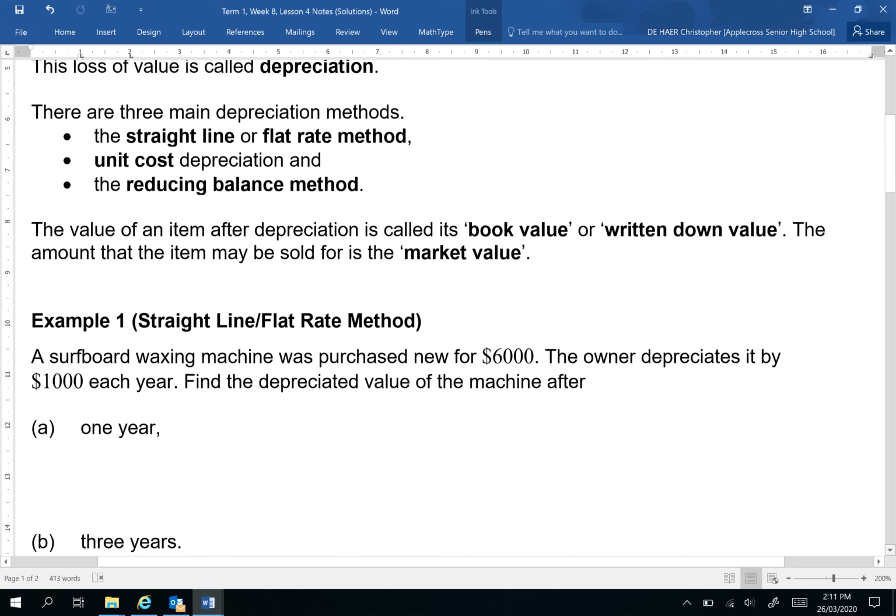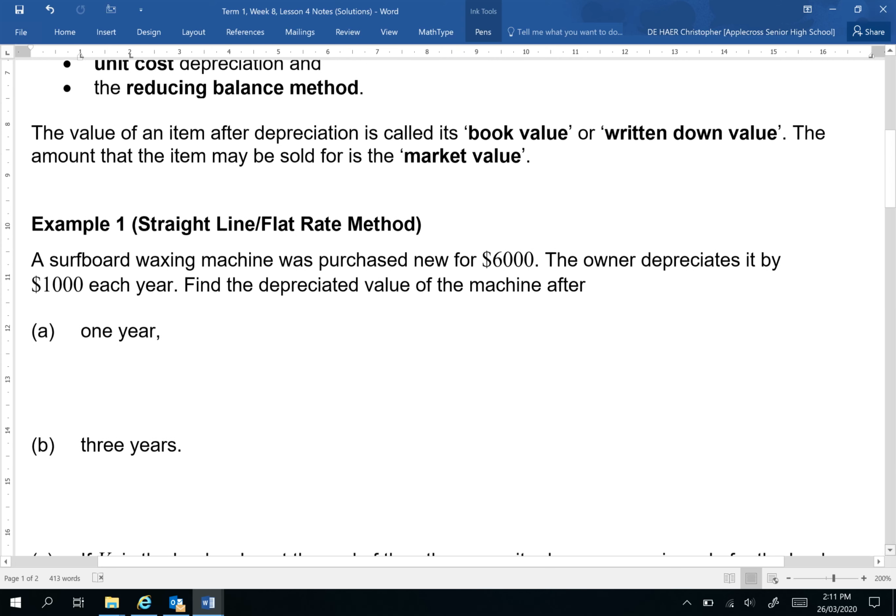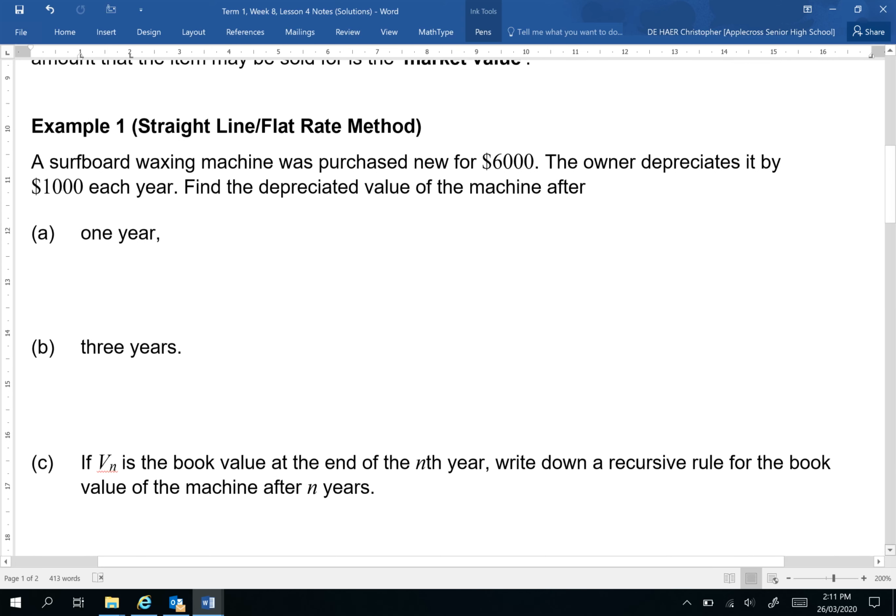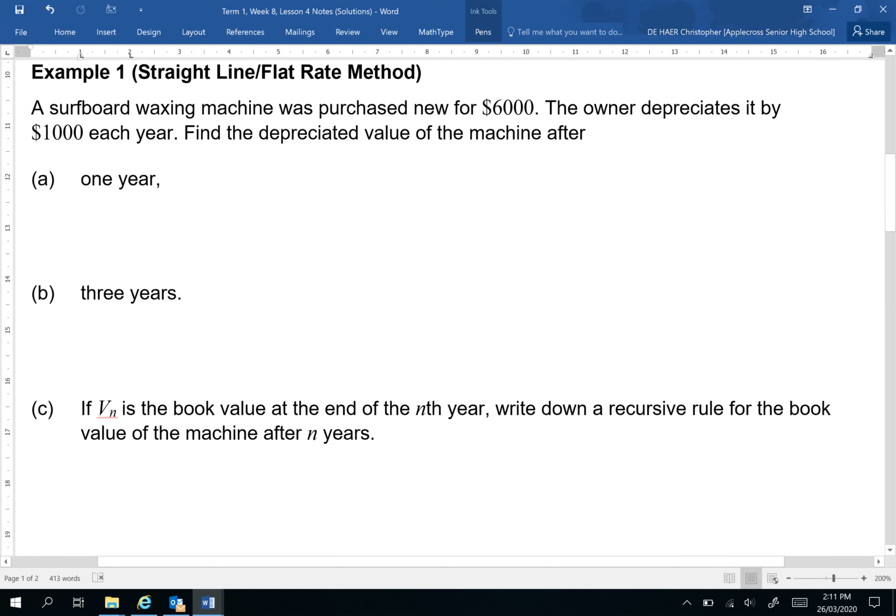Example 1 is a fairly straightforward one. We've got a surfboard waxing machine that was purchased new for $6,000. The owner depreciates it by $1,000 each year. Find the depreciated value of the machine after 1 year. So it's initially been purchased for $6,000. After 1 year, it's lost $1,000 in value, so it's going to be worth $5,000.